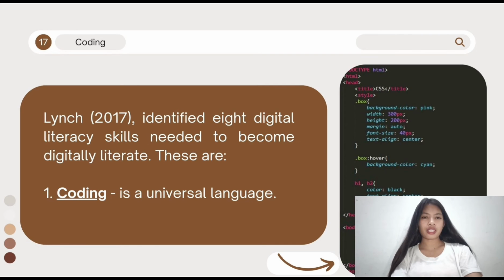Lynch of 2017 identified 8 digital literacy skills needed to become digitally literate. The first one is coding. It is the universal language, so this means that coding languages like Python or JavaScript can be understood and used by computers worldwide, regardless of the location or operating system. Code written in a specific language will produce the same results. So, this universality is what makes coding a powerful tool for communication and problem solving across different platforms and devices.